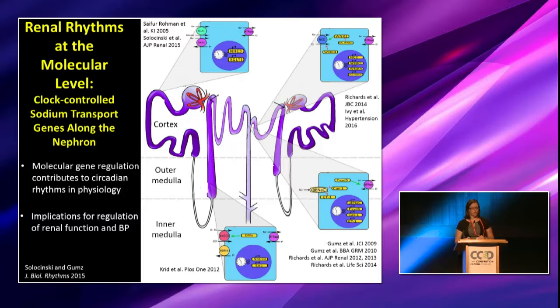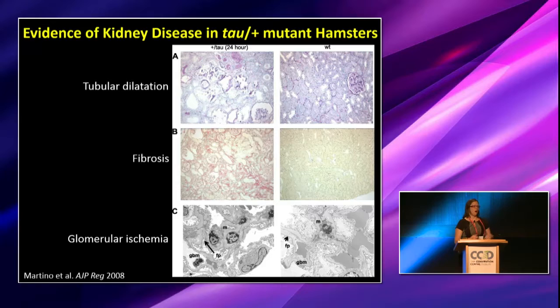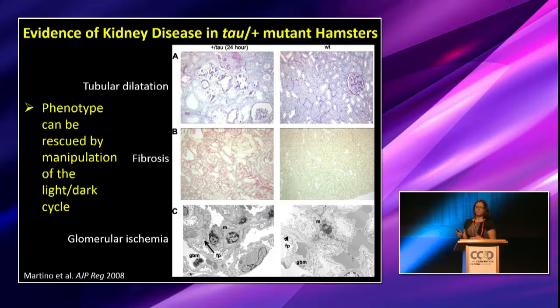So I want to move on now to the pathophysiology portion of my talk. No pun intended. And I would like to highlight the very beautiful work of Tammy Martino that was done several years ago. And they used this tau mutant hamster. And these hamsters have a mutation in their casein kinase, which regulates the clock proteins and how they enter into the nucleus. And these hamsters are kept on a normal 24-hour cycle along with the rest of the animal facility. But their own inherent rhythm is actually a 22-hour cycle.